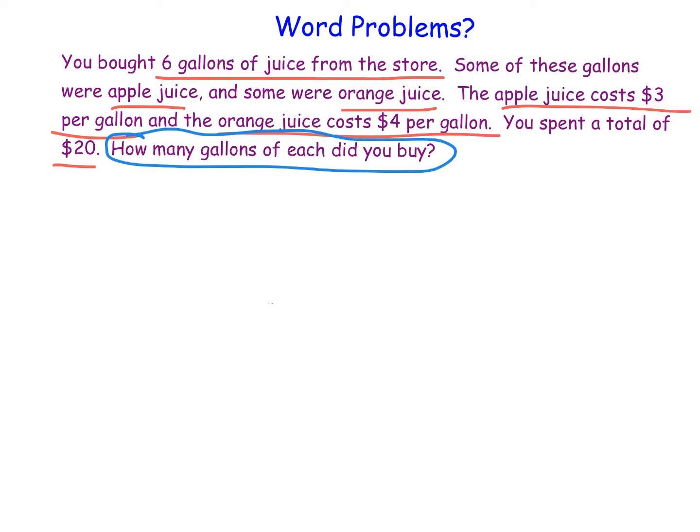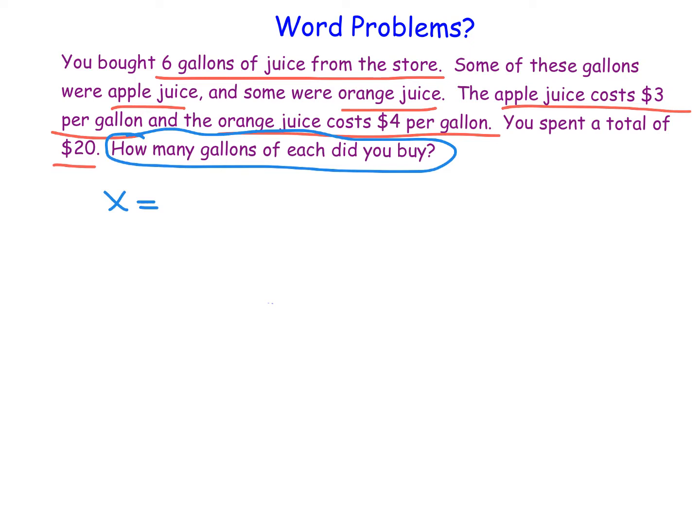So what we're going to do is select a variable for each of them. Now you could use variables like A and O for apple and orange juice. However, I often find the variable O to be difficult to use. So for this part, I'm just going to use X and Y, and I can choose a variable to represent either one. It doesn't matter. I just need to be consistent throughout this entire problem.